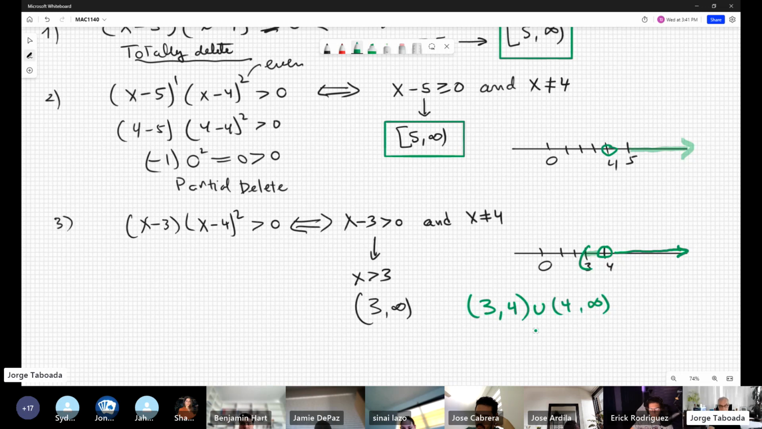The mechanics: you have different factors. After you factor the polynomial, you see some factor that is raised to an even exponent. You delete partially or delete totally depending on the sign of the inequality, whether it is equal or not equal. And you convert the inequality into a compound inequality, and you solve graphically. Exactly the same as we are doing in intermediate algebra. But we have another scenario.